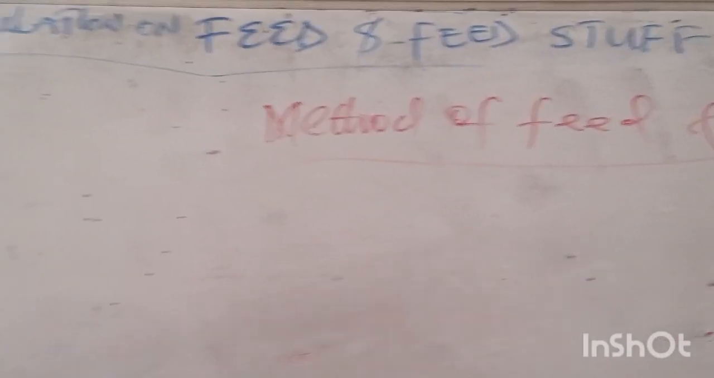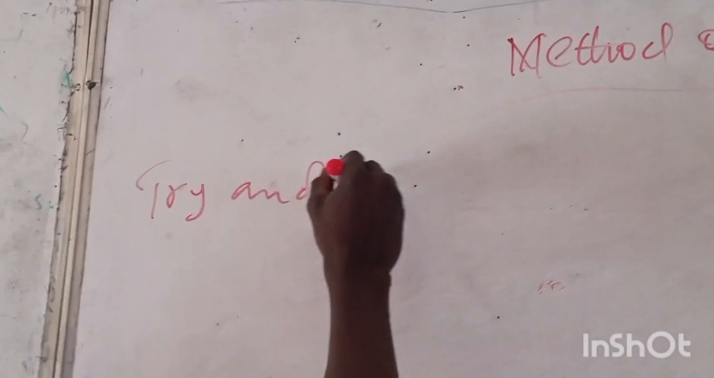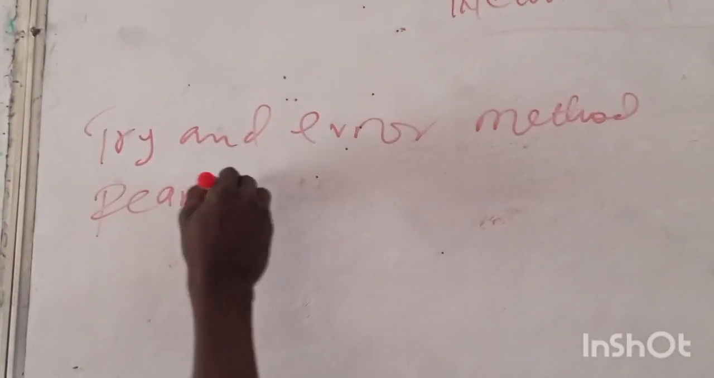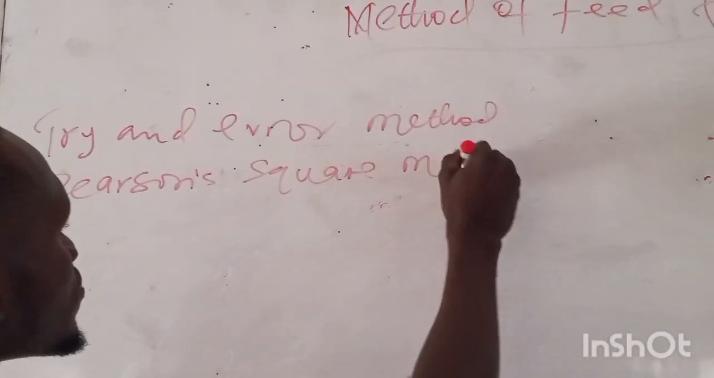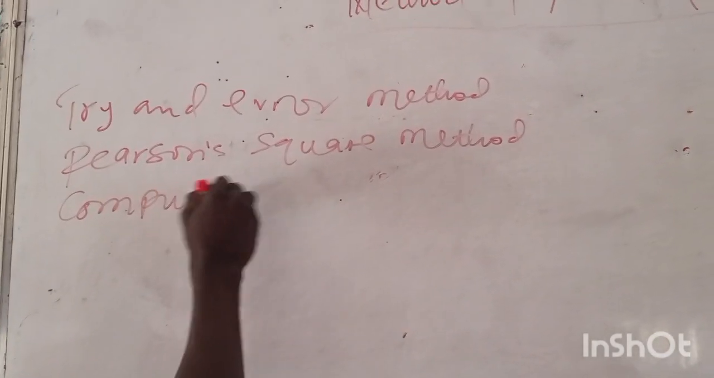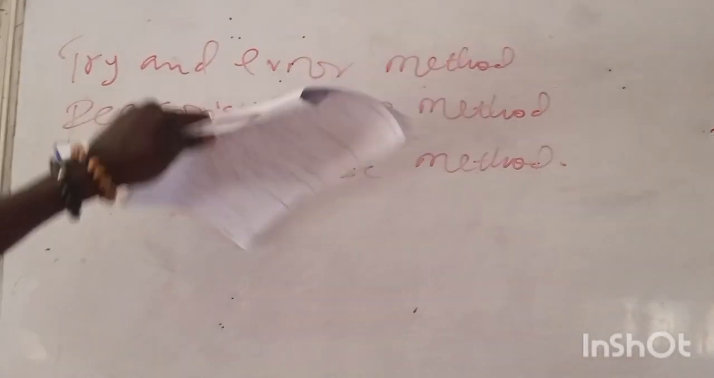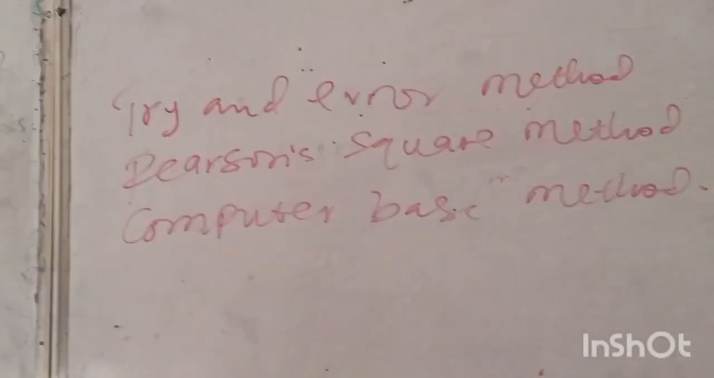So just as I said, we have try and error method, Pearson square method, we have computer method. Now, try and error method is where we all know already. You try till you get exactly what you are looking for.